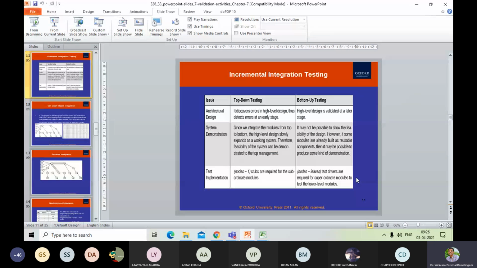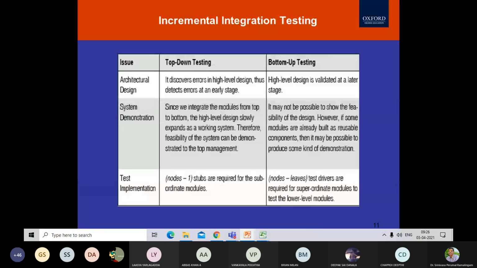But here you see that the top down approach discovers errors in high level design, and it detects errors at an early stage. But high level design is validated at a later stage. So that's what I said. If we identify the error at an early stage, that will be better than identifying the error at a later stage. This is one reason why I said top down is best.